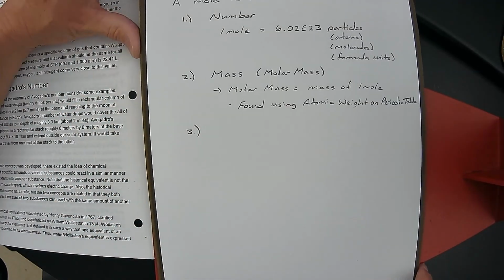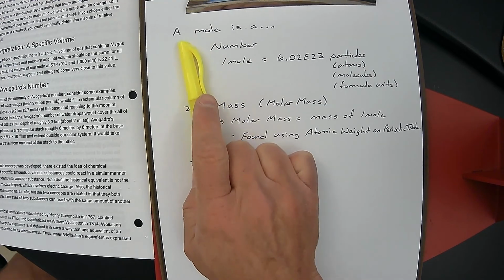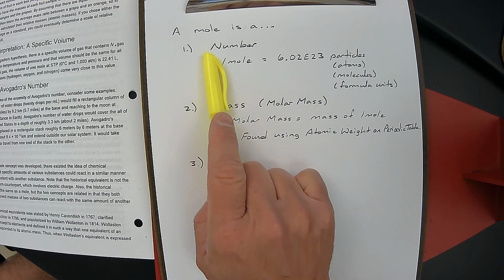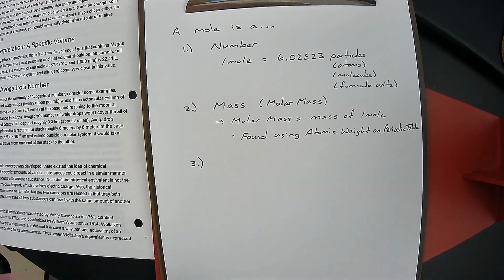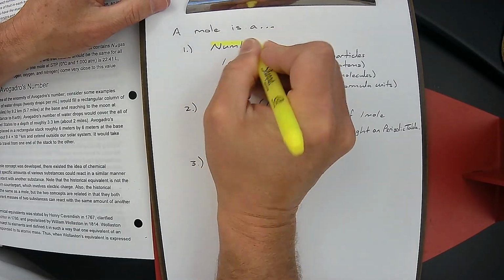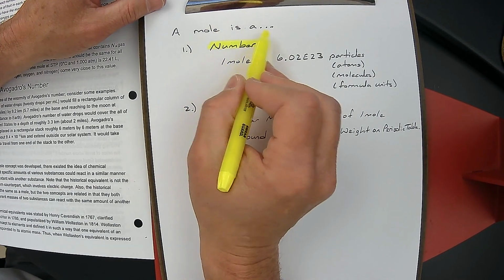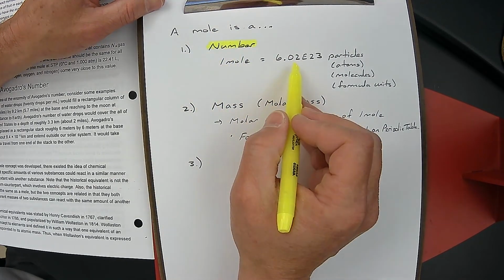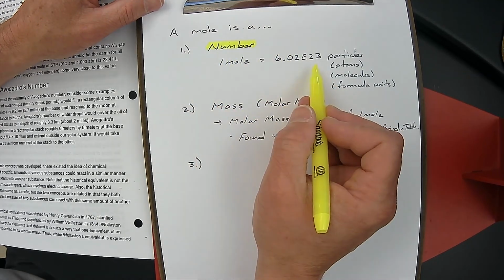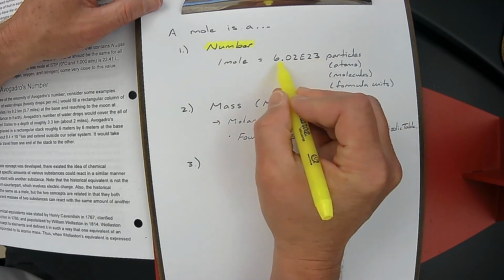In this video, I'd like to remind you first of what we did in a previous video where we talked about a mole. The first thing that we discussed was that a mole is a number, and that number is always the same. Just like a pair is a number, a pair is equal to 2. A dozen is a number, a dozen equals 12. A mole is a number. A mole is equal to this number.